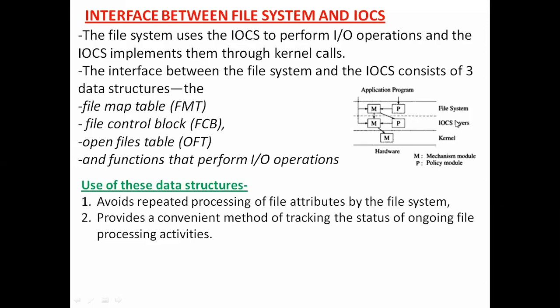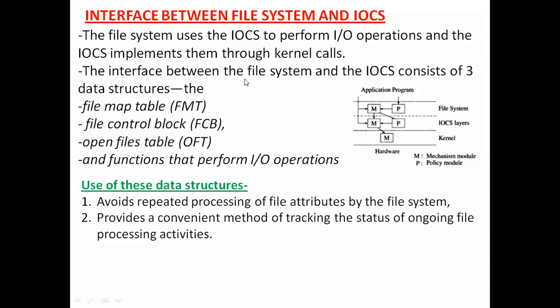The main function of the IOCS layer is that it provides a mechanism for doing the input and output operations, so as to have efficient access to the records in a file. The file system will use the IOCS to perform the IO operations, and the IOCS implements them through the kernel calls, or the system calls.